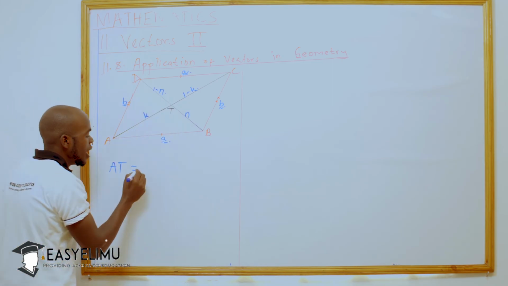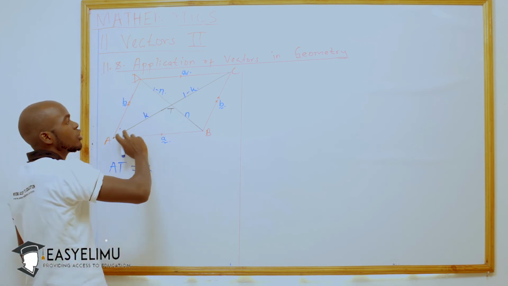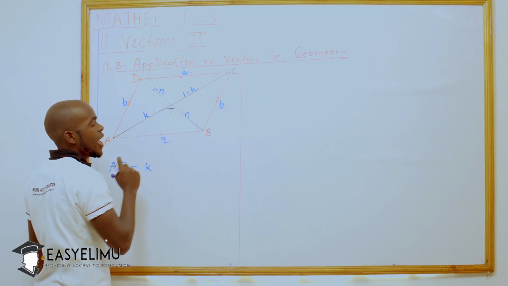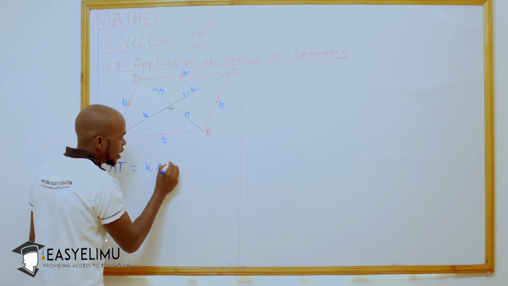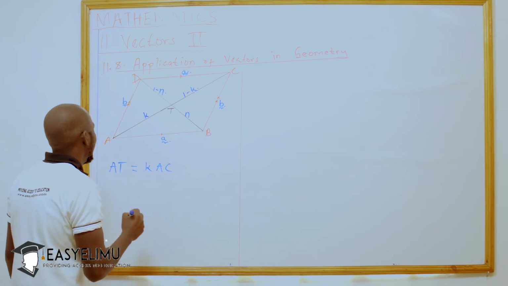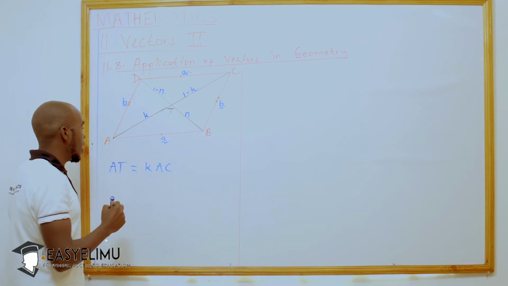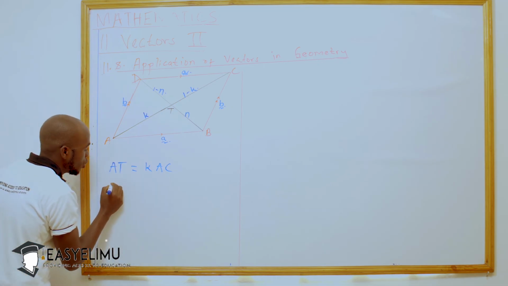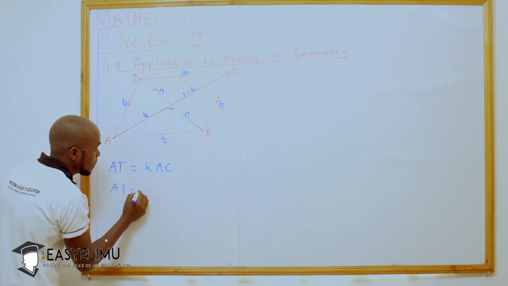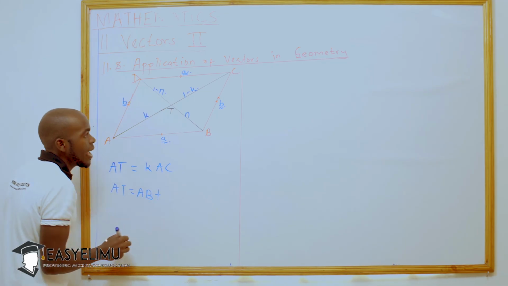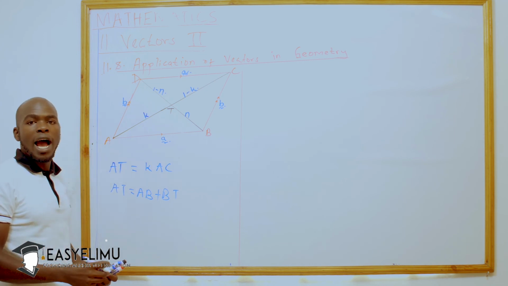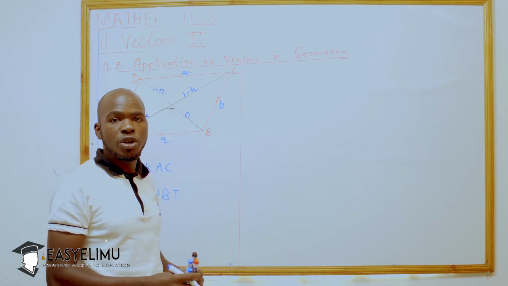For my case, I will consider the first route as AT, which I will take just straight as AT. So meaning it will be K of the total ratio, so it will be K multiplied by this vector from A to C. So it will be K of AC. That is my first route. My second route, to get AT, I'm going to take this other route, which is AB. Then I add another route which I will take as BT. Still, I will arrive at the same point.